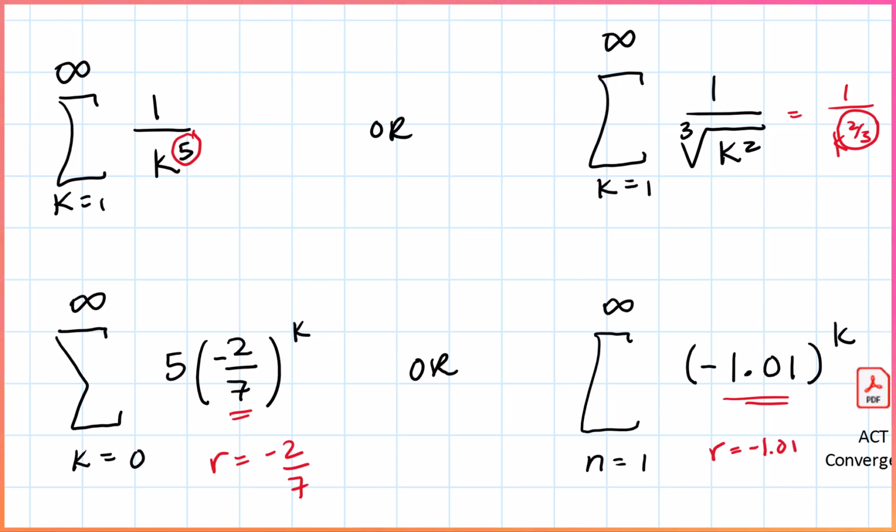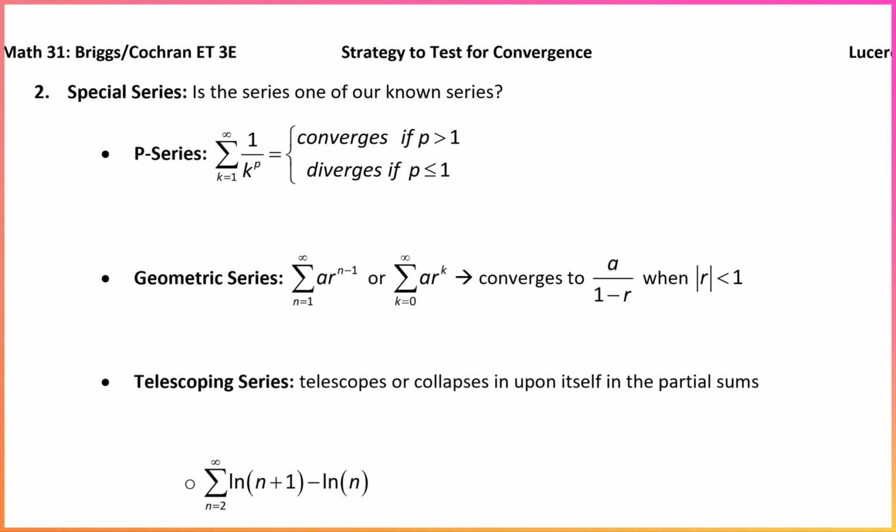So those are the first things that we want to think about when we're looking at a series. Run the limit of the terms themselves to make sure that we can't apply the divergence test. If that limit is not equal to 0, we get divergence right away. And then we check to see if we have one of our special series.